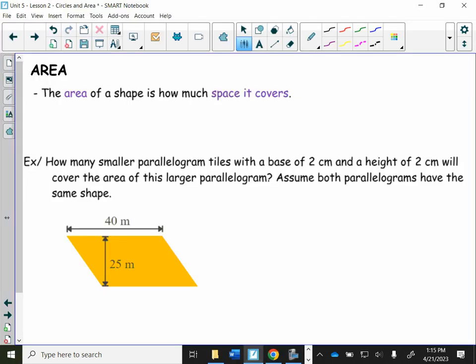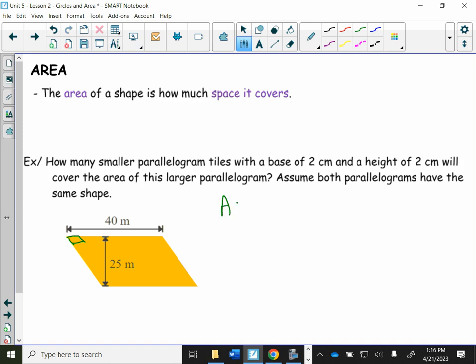So let's take a look at our first shape. How many smaller parallelogram tiles with a base of 2 centimeters and a height of 2 centimeters will cover the area of this larger parallelogram? Assume both parallelograms have the same shape. Okay, we can do this. I need to know how many little tiny parallelograms it's going to take to cover that shape up. Well, before I can do that, I got to figure out how big each parallelogram tile covers.